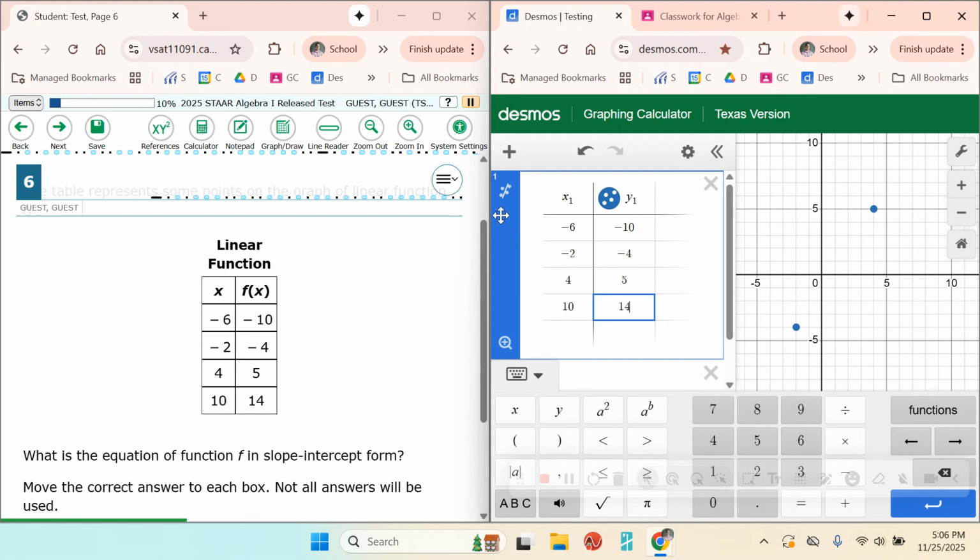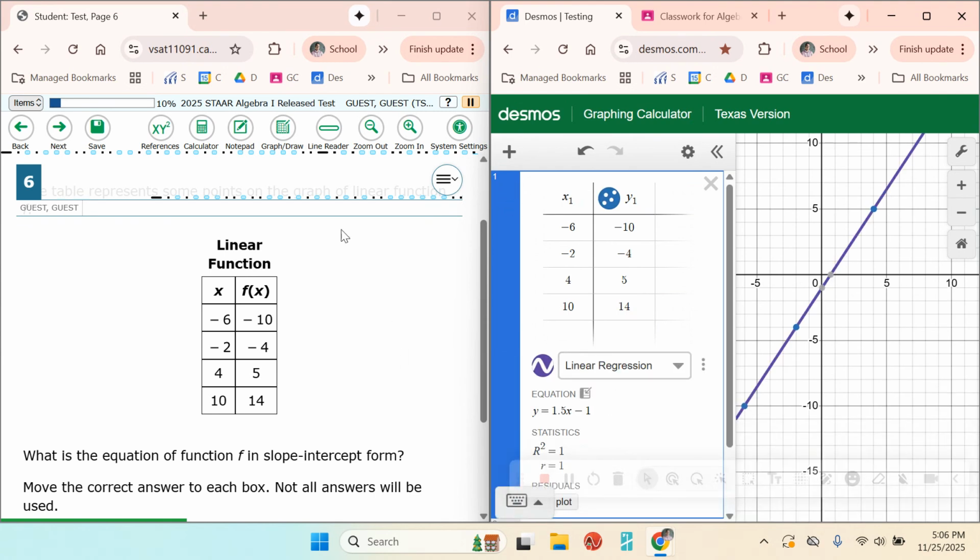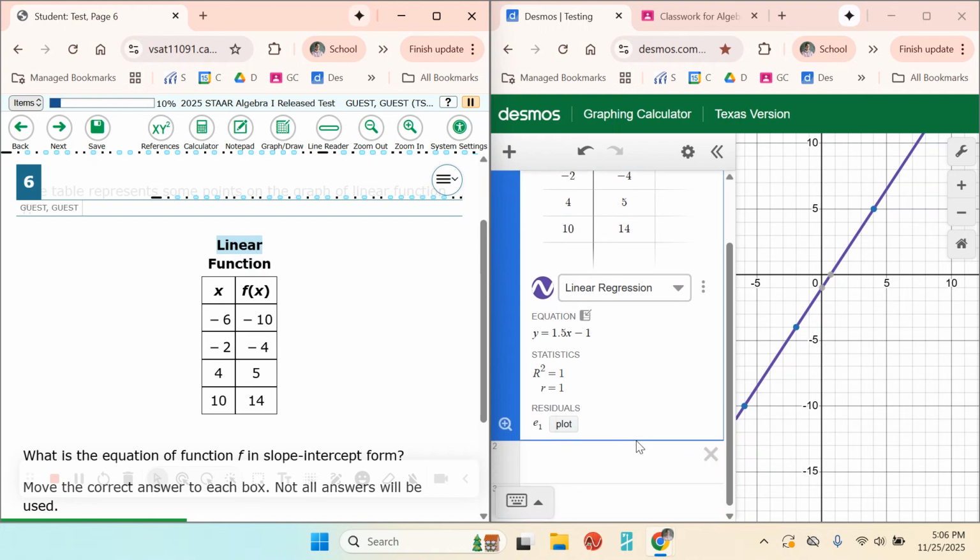What you're going to do now, this is new. You guys get to use this. You didn't get to use it last year, but it's now built in. This button right here. This is a line. It even says it right here. It's a linear function. So once you're in linear, you know you're good to go. And right here it says 1.5x minus 1.